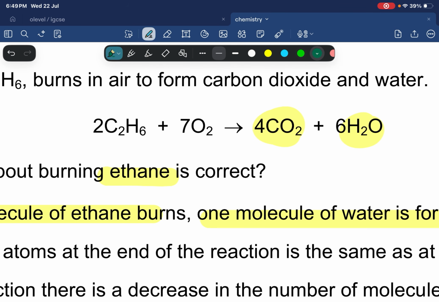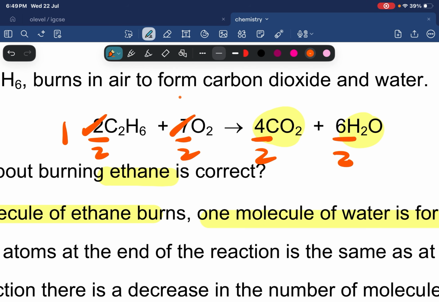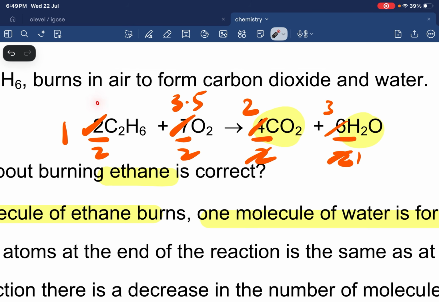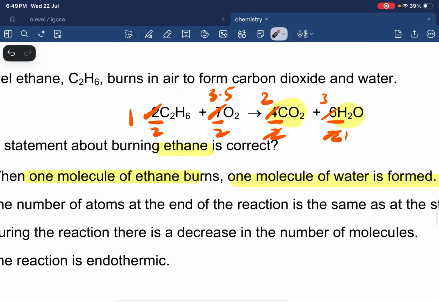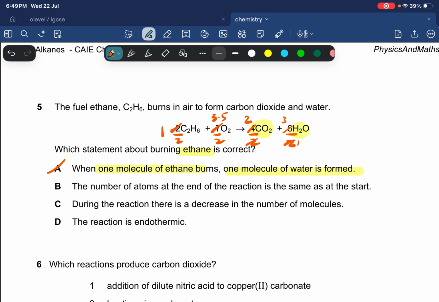So how are we going to divide the entire equation by 2? Well, that's going to be simple. Divided by 2, divided by 2, divided by 2, divided by 2. This becomes 1. This becomes 3.5. This becomes 2. This becomes 3. So if you have 1 molecule of ethane, you're going to form 3 molecules of water, right? So this is completely incorrect. Next statement: the number of atoms at the end of the reaction is the same as at the start. The number of atoms.